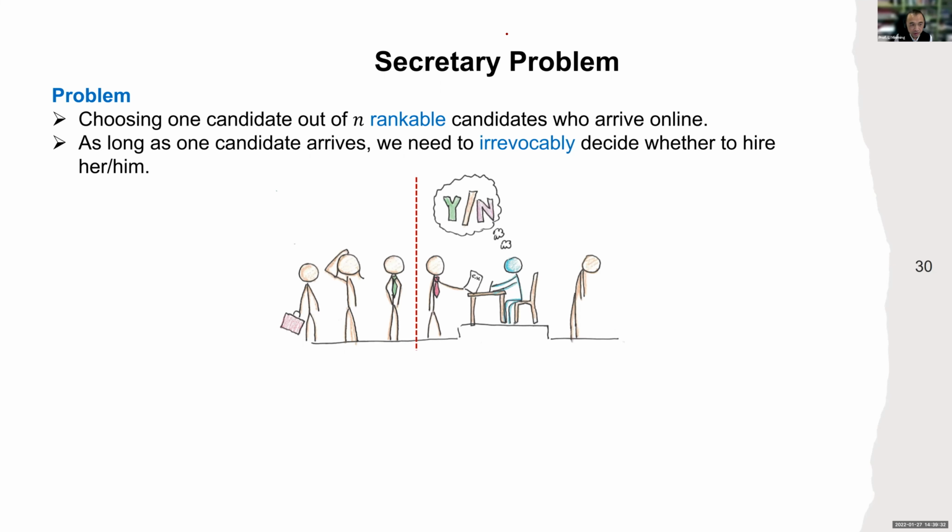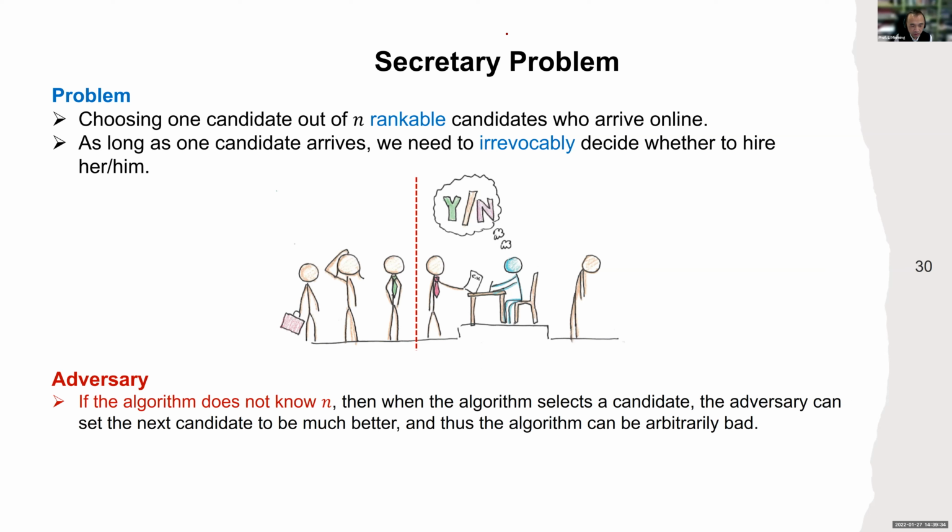And then the adversary. The adversary here needs to be limited in power. For example, in our model, we assume that you know n, you know how many applicants you will have. If you do not know it, then it's very natural that after you make a decision, say, I want this candidate, the adversary will give you many better and better candidates to make you regret. So that's not possible. If you do not know n, there's no way to have a good algorithm.